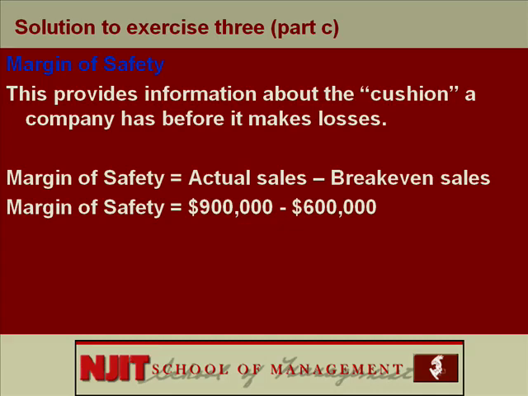From part B, the actual sales is 900,000. From the first part, we knew the break-even sales is 600,000. So the margin of safety is $300,000. This means sales has to drop $300,000 before the company gets into trouble. That's what it tells you. The sales have to drop $300,000 before the company gets into trouble. Ideally, you want this margin of safety to be as high as possible.